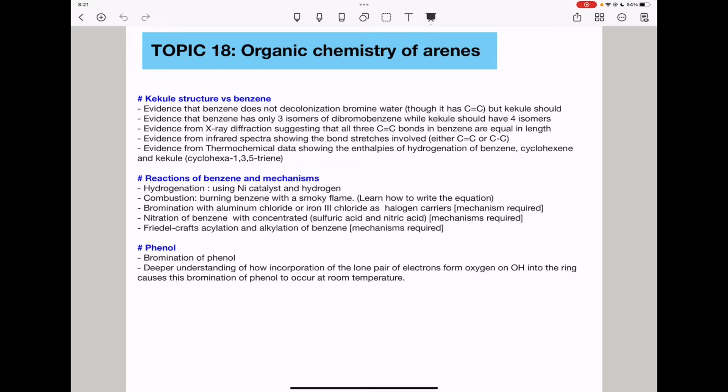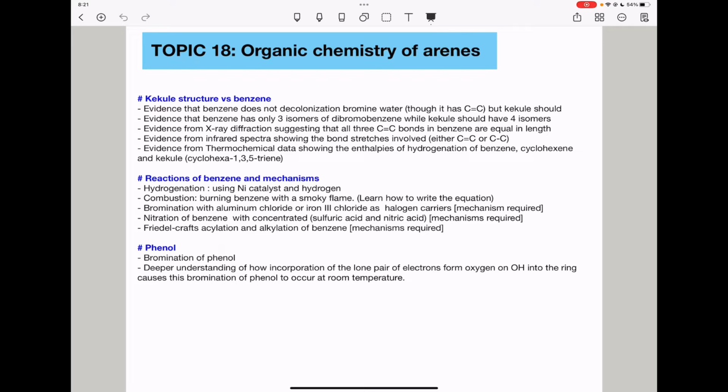They could also ask about phenol. Common reactions are like bromination of phenol. Please remember that phenol is more reactive than benzene. Bromination can be carried out even if there is no halogen carrier. A deeper understanding of how incorporation of the lone pair of electrons from oxygen on the OH of phenol into the ring will cause the bromination of phenol to occur even at room temperature.